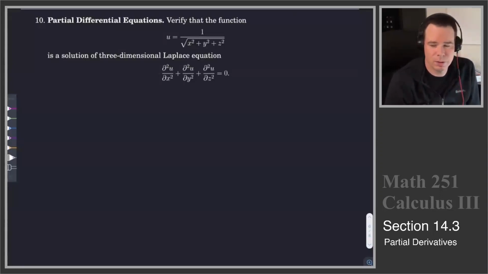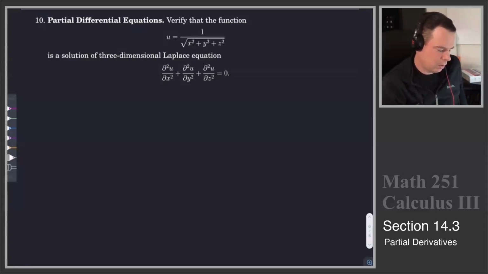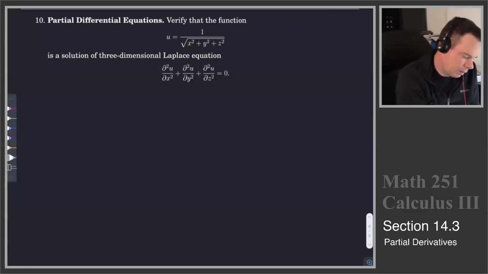So we want to show that this function u satisfies the three-dimensional Laplace equation, which says that the second partial of u with respect to x plus the second partial of u with respect to y plus the second partial of u with respect to z equals 0. So in some sense, they all sort of cancel out with each other. So let's have a look at how to do this.